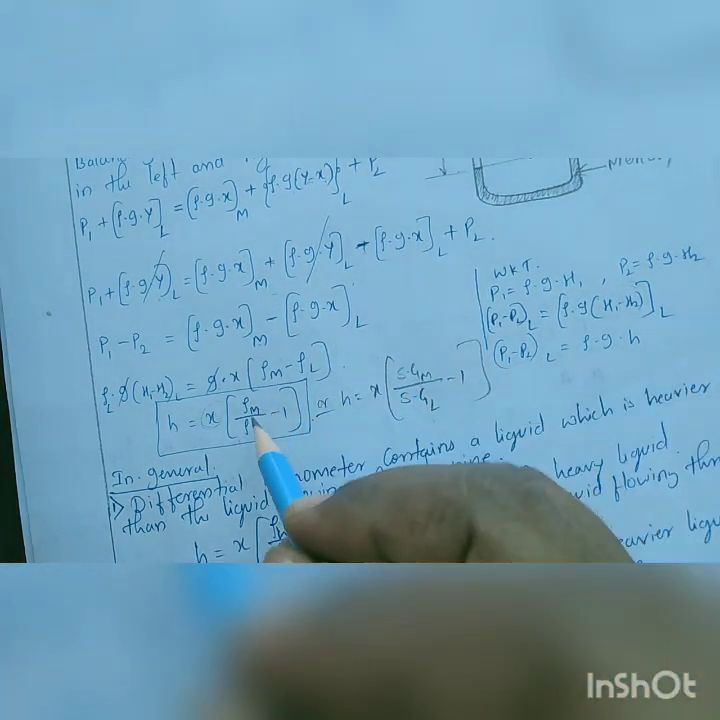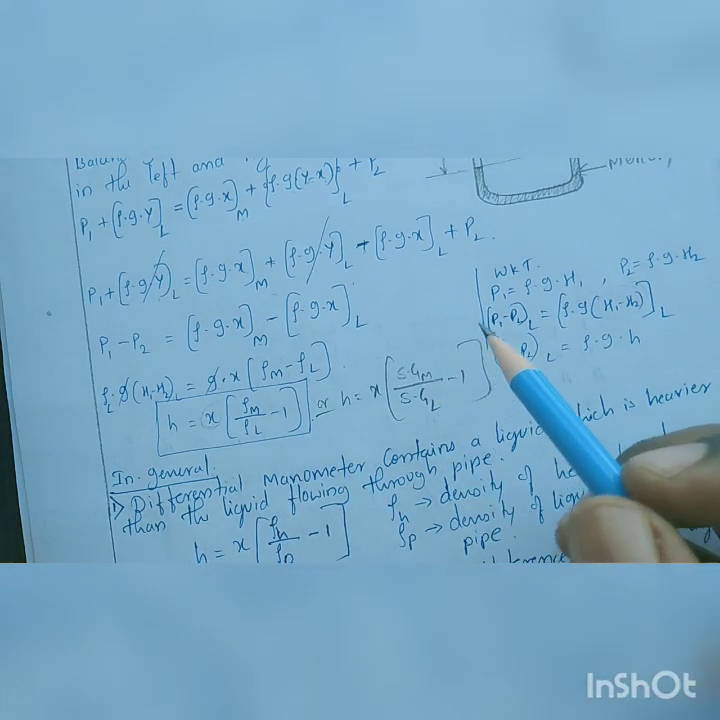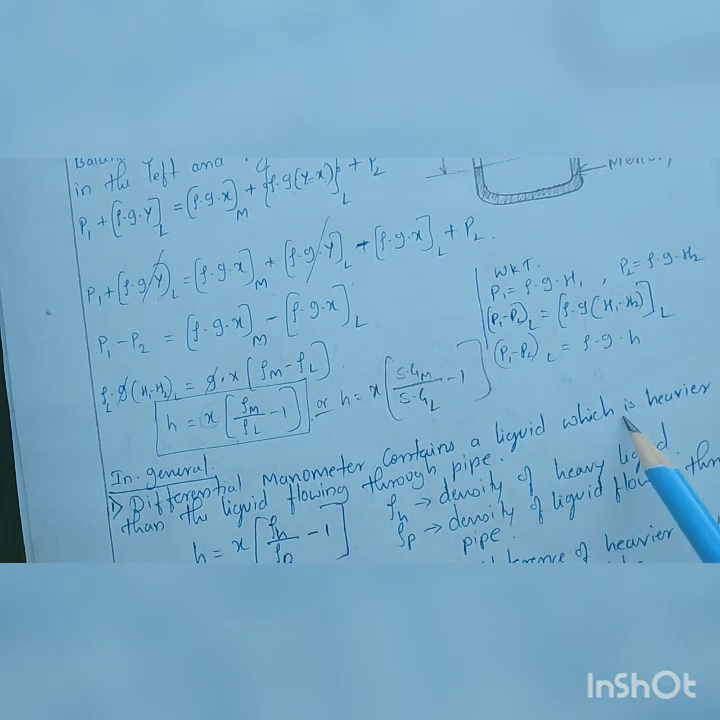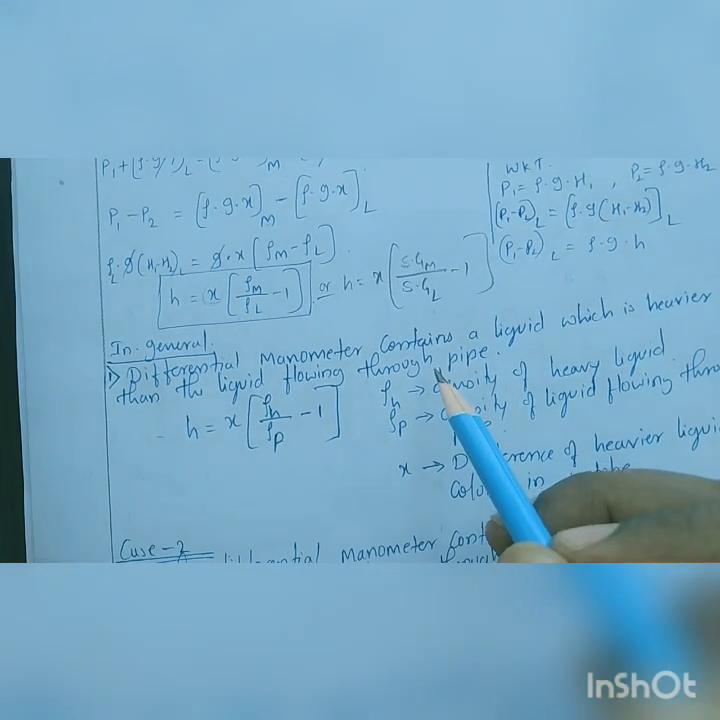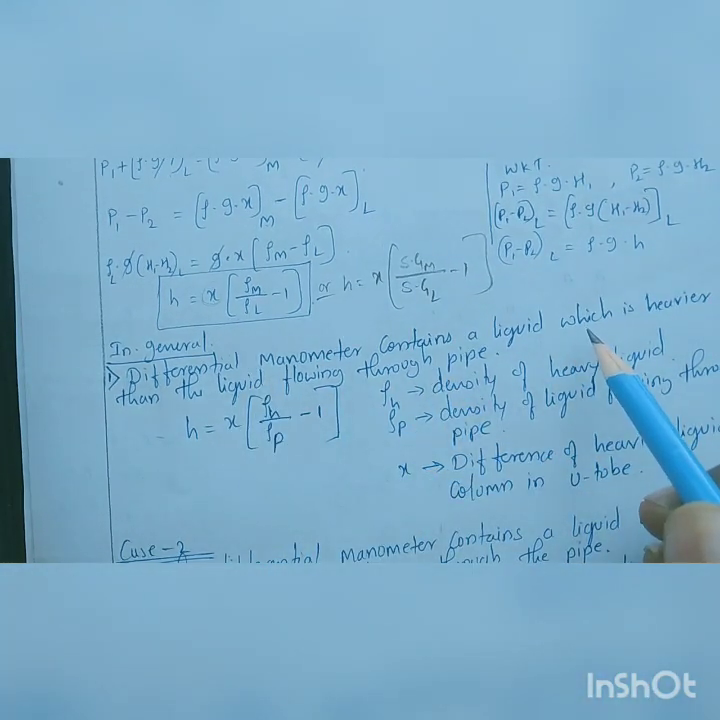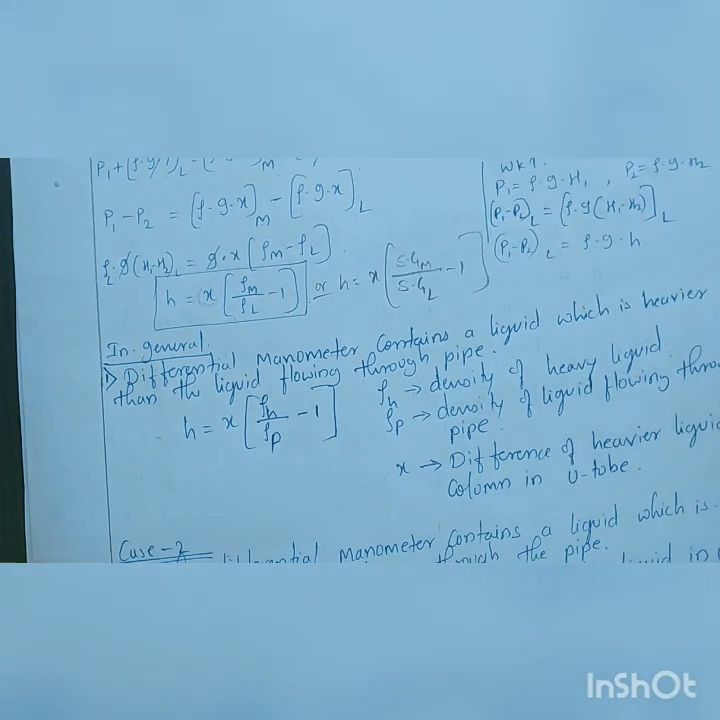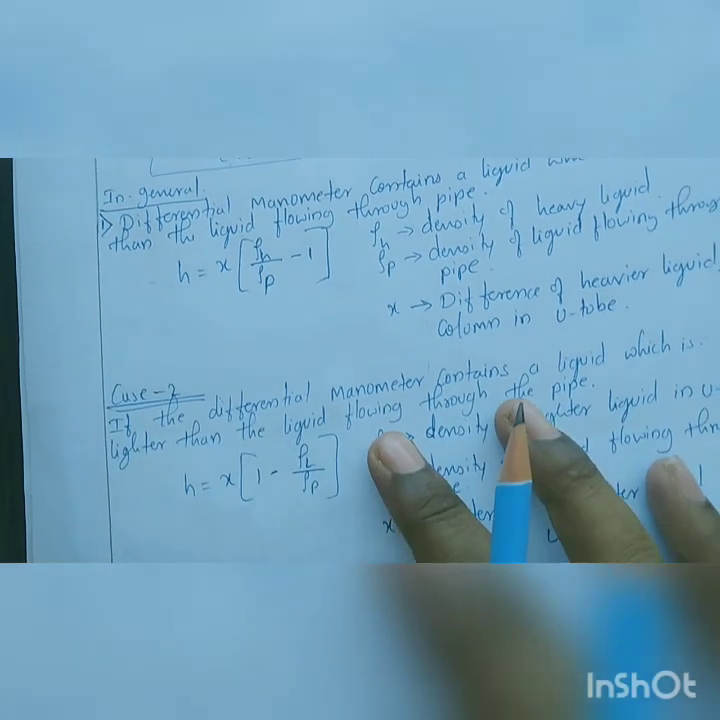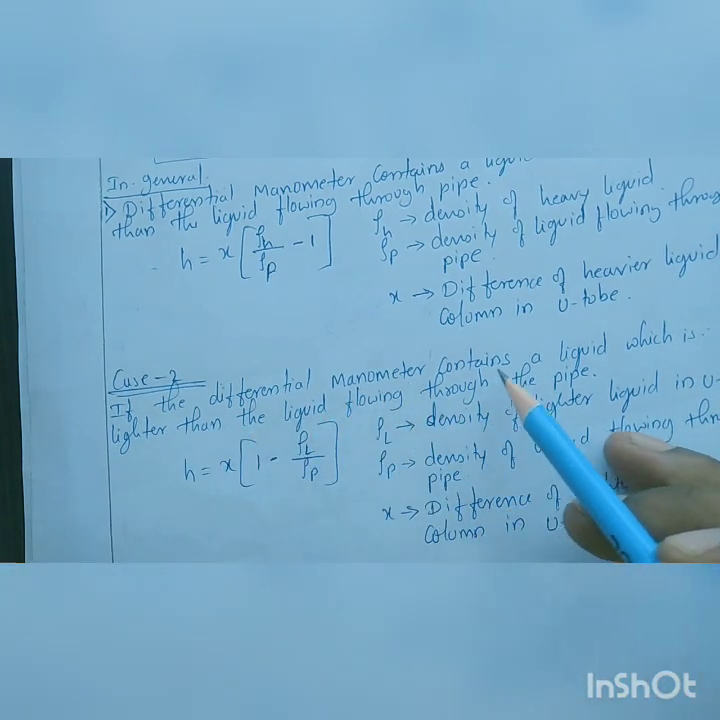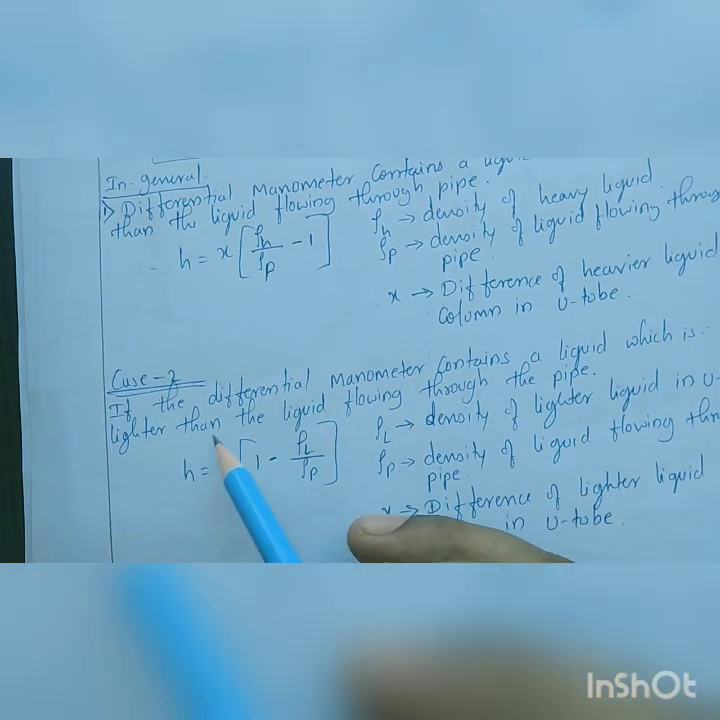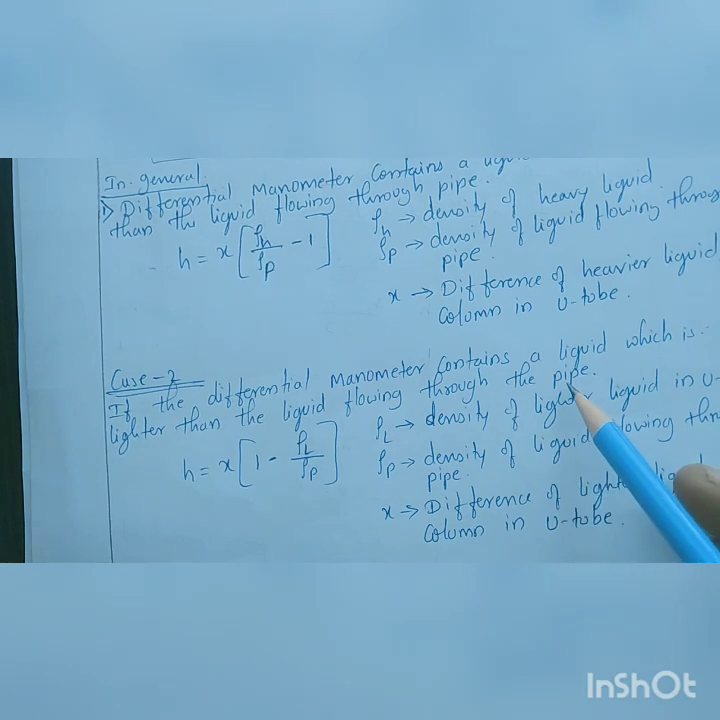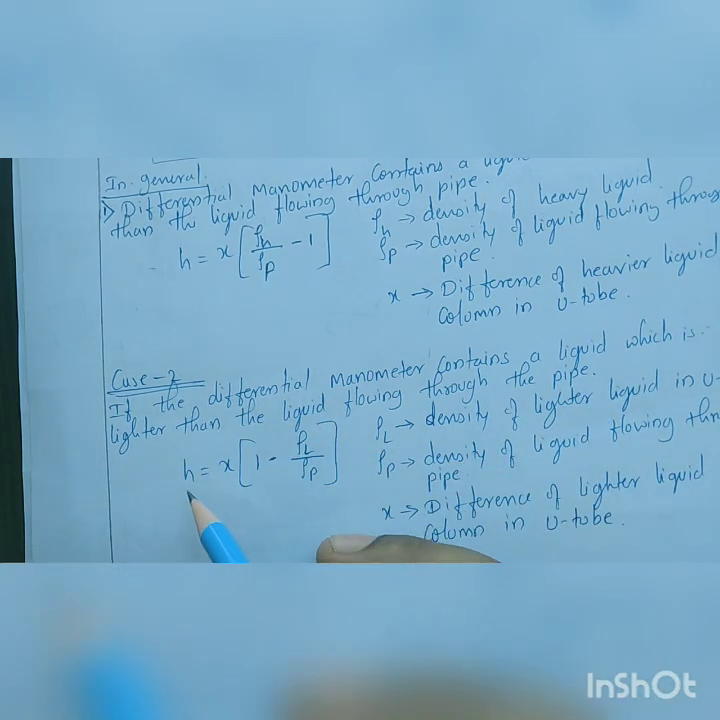So this is the expression if the differential manometer contains a liquid which is heavier than the liquid flowing through the pipe, like the example we have taken, mercury and oil, wherein the mercury is heavier. Okay, if the differential manometer contains a liquid which is lighter than the liquid flowing through the pipe, then the expression will change slightly.